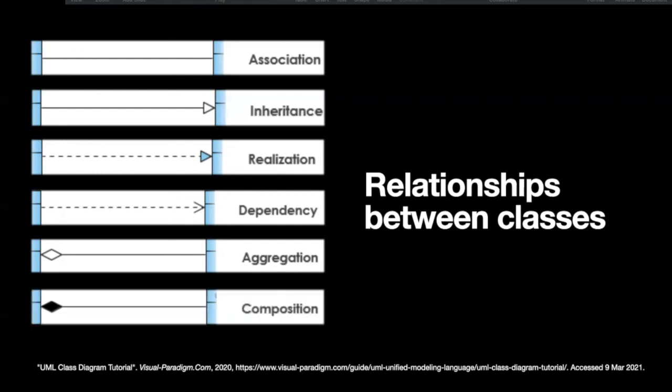The final one is composition, a special type of aggregation where when the whole is destroyed, the parts are destroyed too. Objects of class 2 live and die with class 1. Class 2 cannot stand by itself.